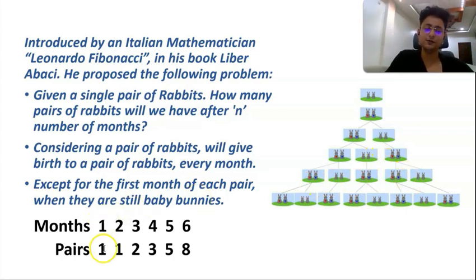So in the first month we have one pair, in the second month also one pair, in the third month two pairs, in the fourth month three pairs. So here we can see a pattern: the first month plus the second month, 1 plus 1 equals 2. Then 2 plus 1 gives the result of the fourth month, 3. The fourth month result 3 plus the third month result 2, we add it and we get the result of the fifth month, 5. Then 5 plus 3 equals 8.